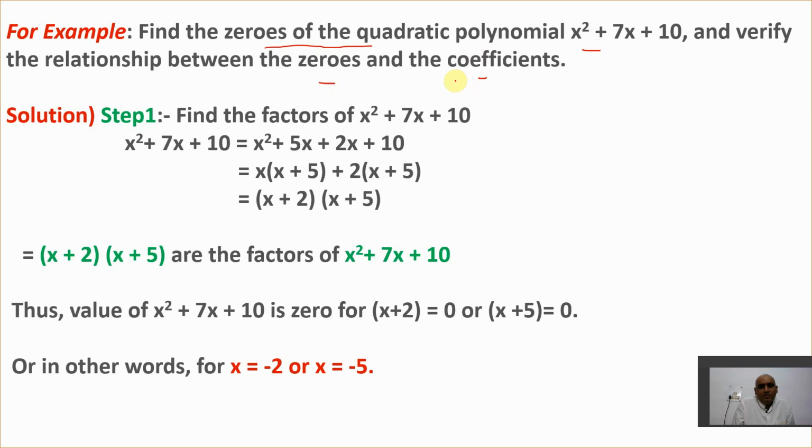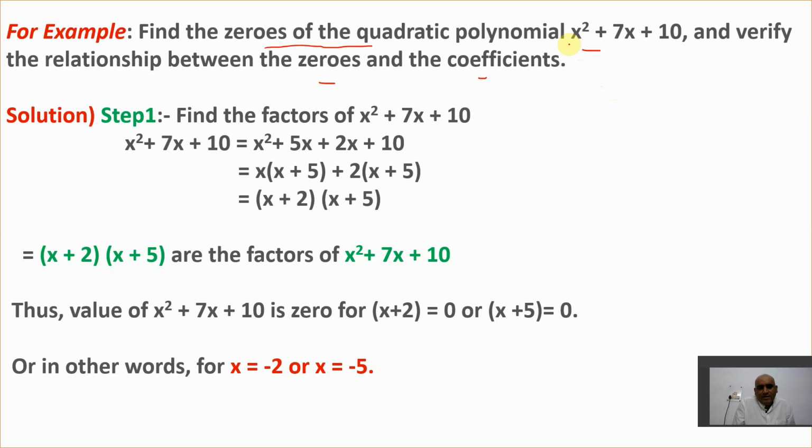See, when you need to verify the relation, how can you verify it? If you know the relation, then you need to verify it. Let's understand it with the help of an example now.